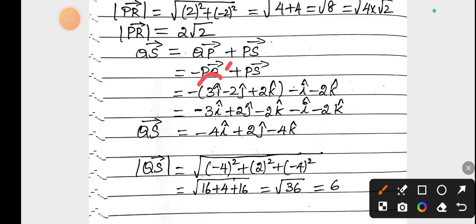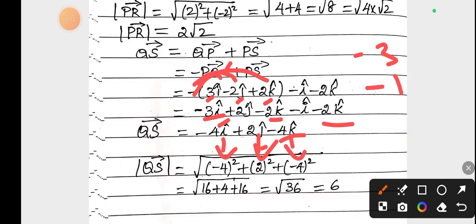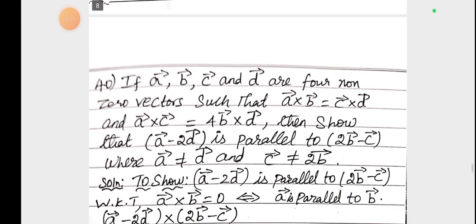You can write minus of 3i cap minus 2j cap plus 2k cap, minus 3i, minus into minus plus 2j, minus into plus 2k minus 2k. Then minus 3 minus 1, so we are getting minus 4i cap, children. Then plus 2j as it is. Then minus 2k minus 2k gives minus 4k. Then do the magnitude of the QS vector, root over minus 4 squared plus 2 squared plus minus 4 squared. That is root 16 plus 4 plus 16, root 36 is 6. I hope it's easy, but you have to read it properly and do it.